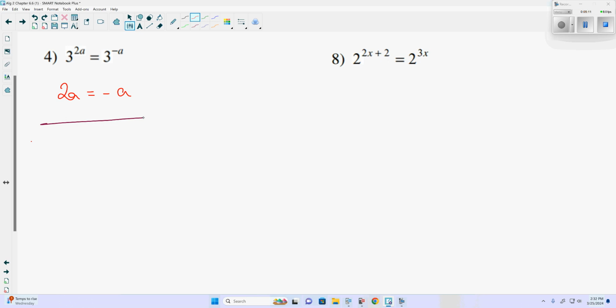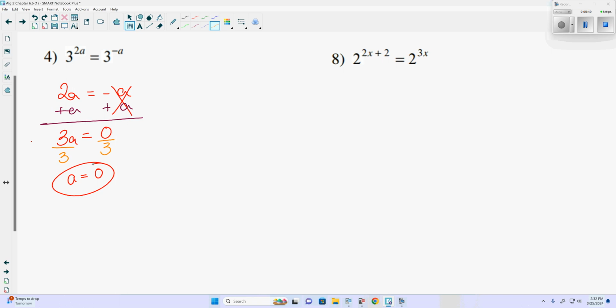Add what? Well, we would just add a, because our negative a plus a is 0. 2a plus a is 3a. Now we would divide both sides by 3, telling us a is 0. And that's it. Because once we get the bases the same on each side, we can set the exponents equal to each other and solve.